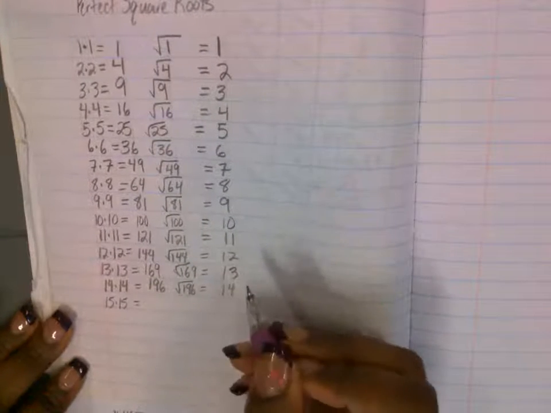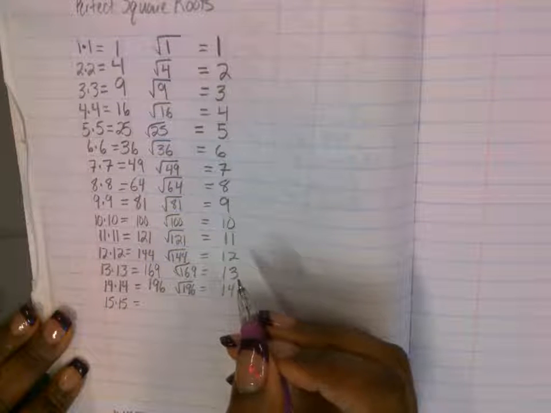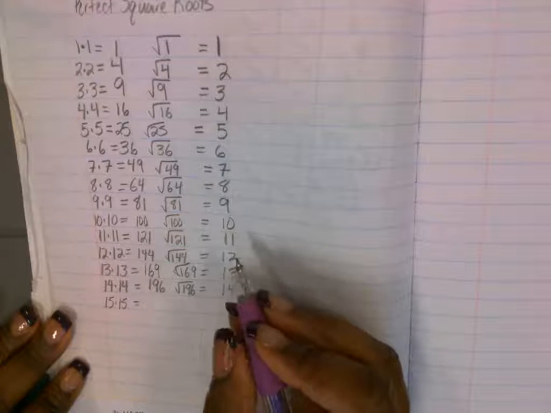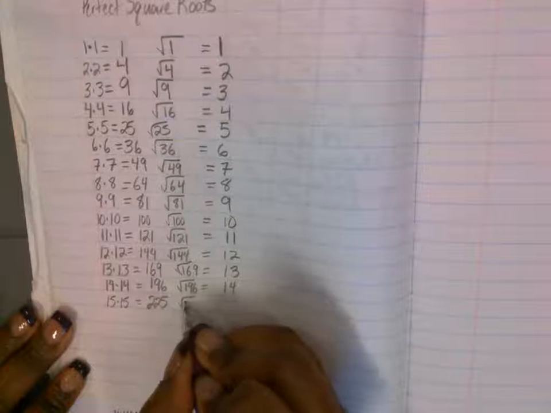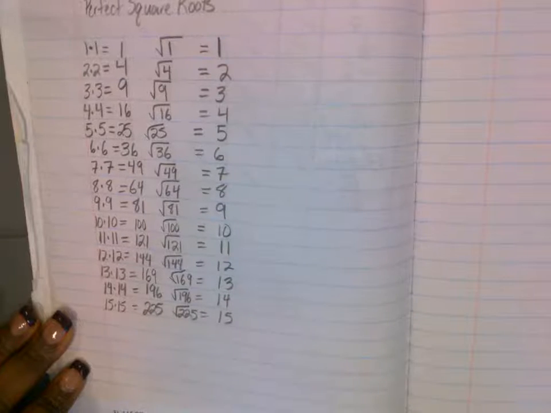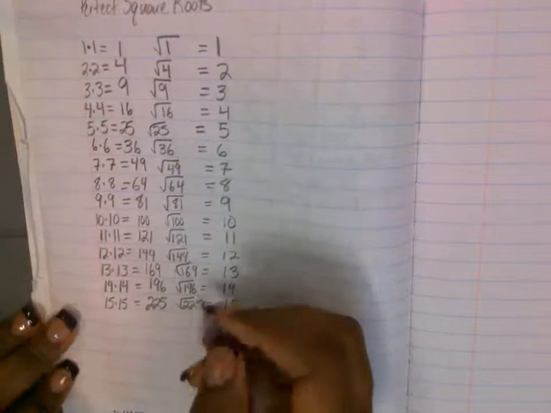What's 15 times 15? Not quite. Somebody type it in. See what you get. 225. Good job. So the square root of 225 is going to be 15. Okay? All right, and you should know those by heart. I'm gonna go ahead and do 20 because we should know up to 20.